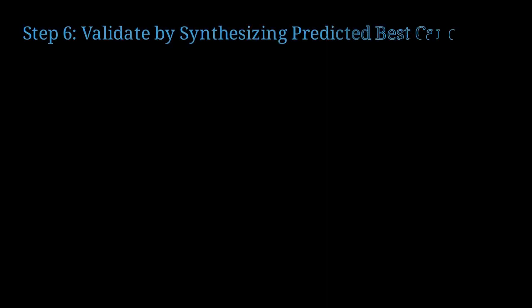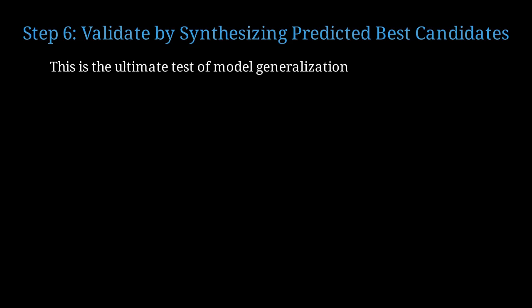Step 6 is validation. We synthesize the materials that our model predicts will have the best properties, but critically, these must be materials that were not in our training set. This is the ultimate test of whether our model has learned meaningful physics or just memorized the training data. If the model generalizes well, the predicted best materials should indeed have excellent properties when synthesized.